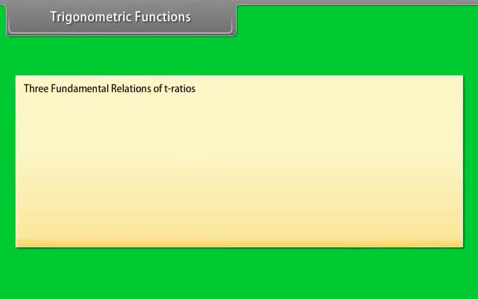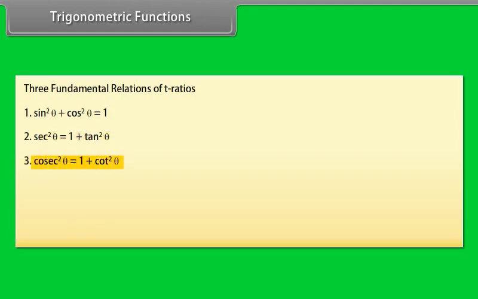Trigonometric functions. Three fundamental relations of T ratios. Sine square of theta plus cos square of theta is equal to 1. Sec square of theta is equal to 1 plus tan square of theta. Cosec square of theta is equal to 1 plus cot square of theta.